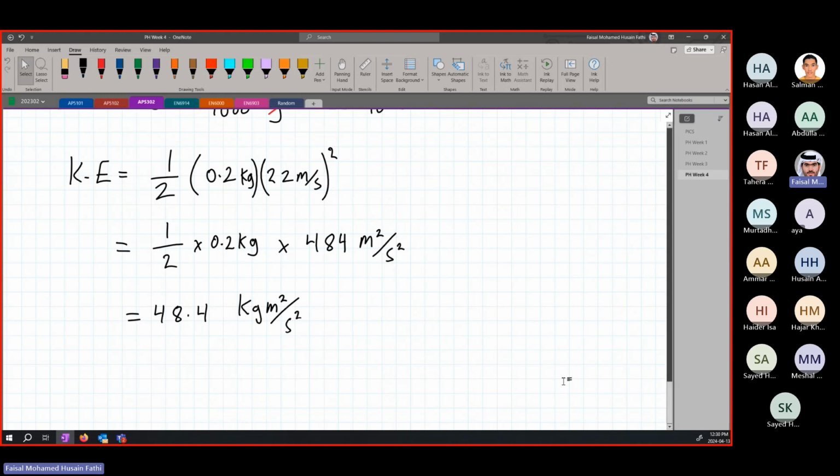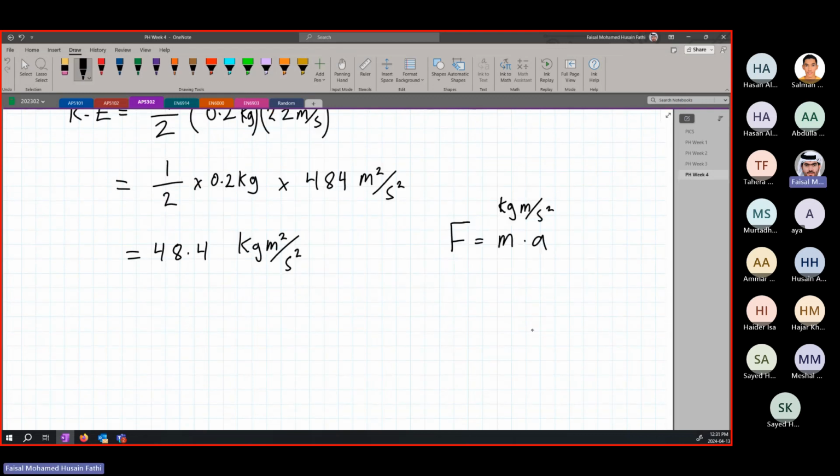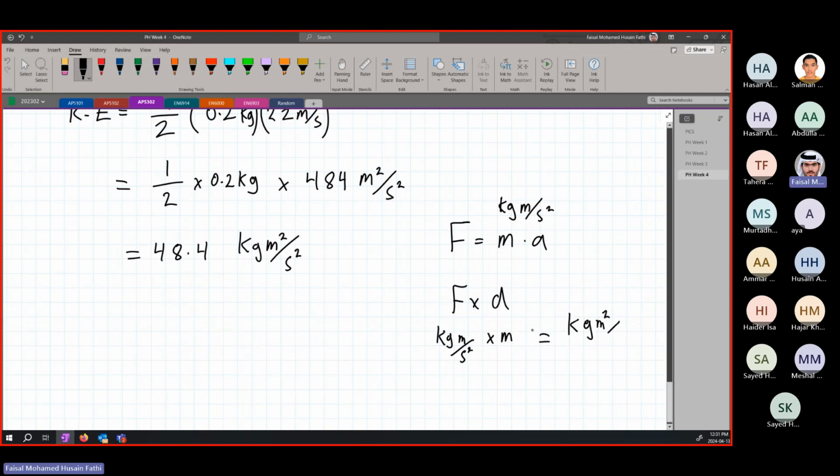If you remember, force is equal to mass times acceleration, right? So this is kilograms meters per second squared, right? So this is what force is. If we do force times distance, it is going to be kilograms meters per second squared times meters. So it's equal to kilogram meters squared per second squared. If you notice here, this unit is the same as this unit, all right? And these are both equal to joules, 48.4.